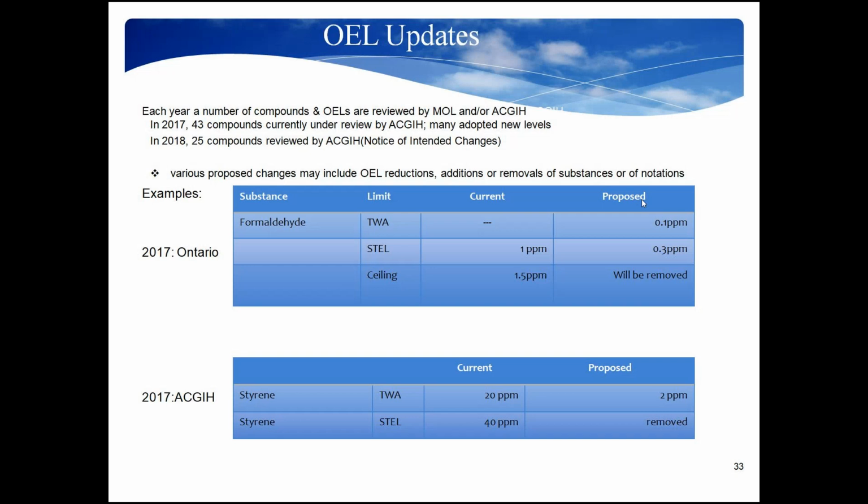For Ontario, they might actually introduce a TWA for formaldehyde of 0.1. Currently, we just have the STEL and the ceiling, so that would be a change for formaldehyde. For styrene, just another example, a reduction from 20 ppm down to 2 ppm for the TWA. You would want to refer to these resources annually and keep on top of the changes that come about every year.